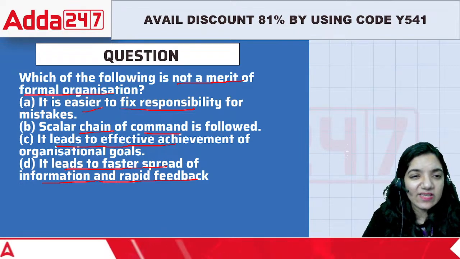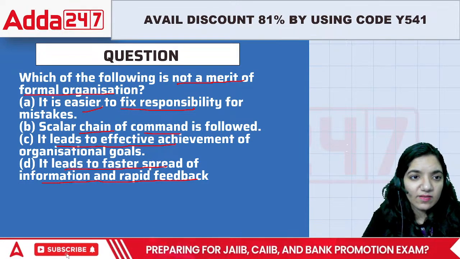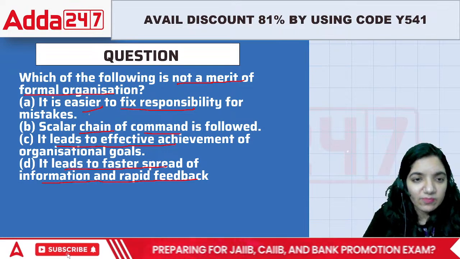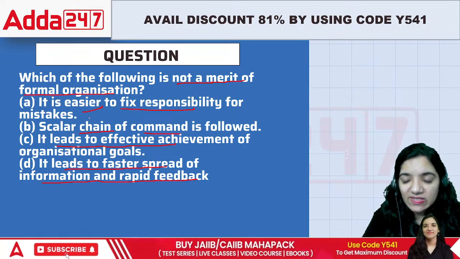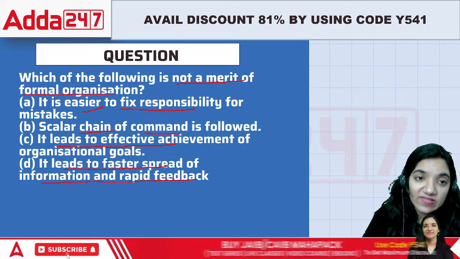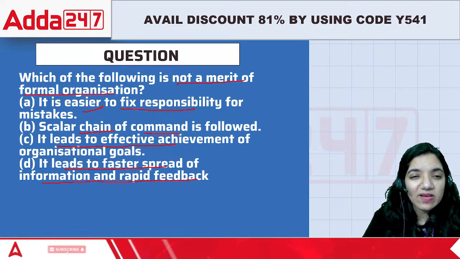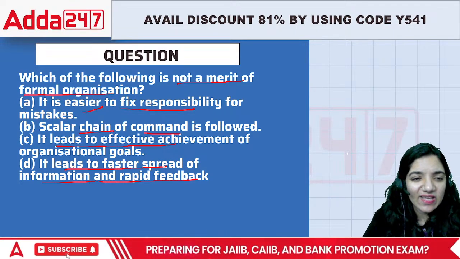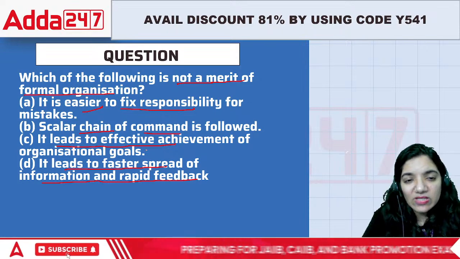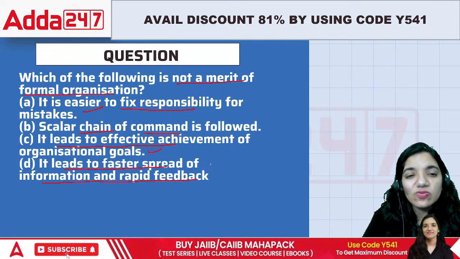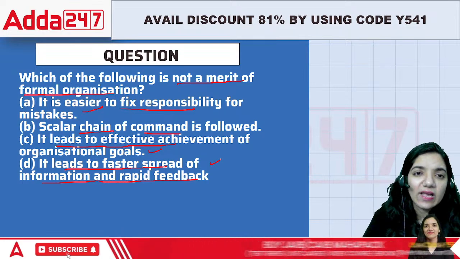It is basically easier to fix the formal fixed responsibilities of mistakes, then it is true. This is a merit. Scalar chain of command is also followed, but this is more or less a characteristic. It leads to effective management. It is also true. It leads to spread of information and feedback.